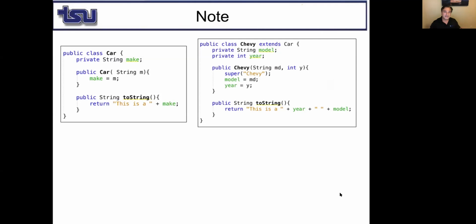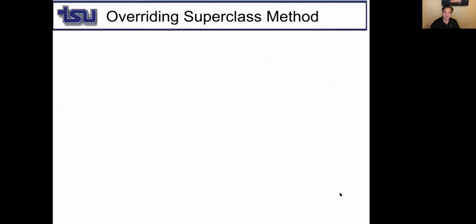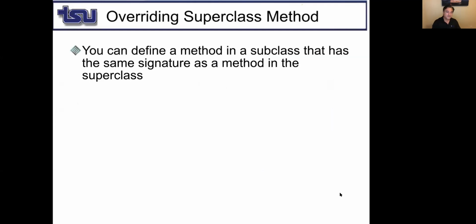However, overriding is totally different. Overriding is redefining a superclass method in the subclass. And for overloading, there was a rule. They must have different signatures. And for overriding, we also have rules. You can define a method in a subclass that has the same signature as the method in the superclass. This time, when you override, they will have the same signature.